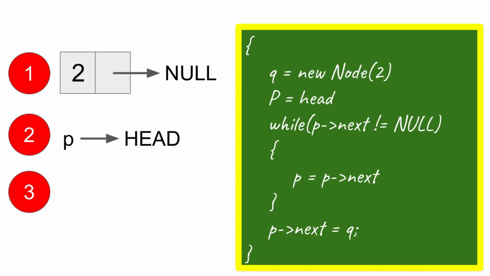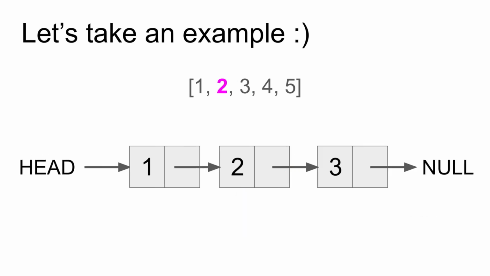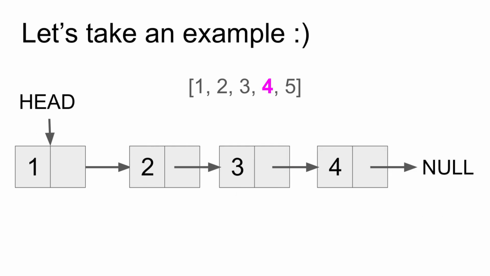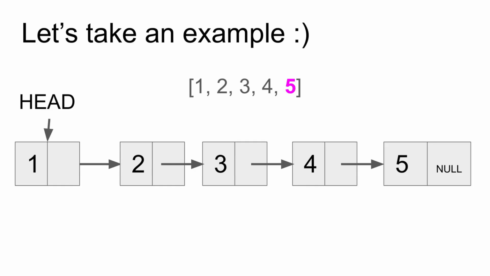Now let's complete the list by adding nodes 3, 4 and 5 as well. Similarly, we first traverse till the end of the list, reaching node 2, and then join node 3 to it. In the same way, we again traverse till the end, reaching node 3 and join node 4 to it, and then we traverse till node 4 and join the last node 5 to it. Our complete list looks like this.